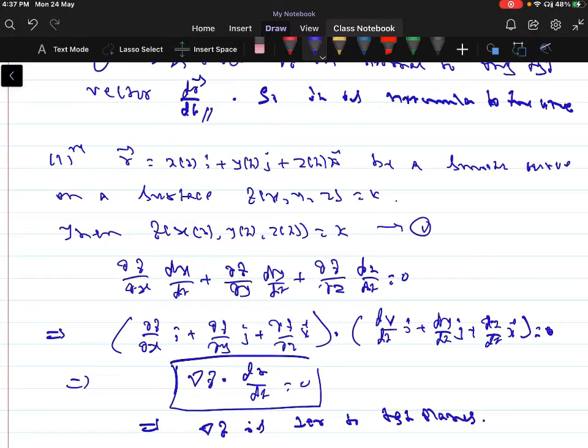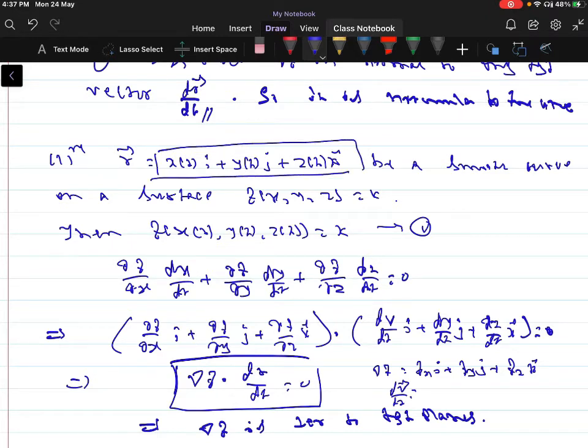So where the gradient of f is fx i cap, ∂f/∂x, fy j cap plus fz into k cap. So dr/dt is equal to, where r is the position vector x(t) i cap plus y(t) into j cap plus z(t) into k cap. Therefore dr/dt is equal to dx/dt into i cap plus dy/dt into j cap plus dz/dt into k cap.